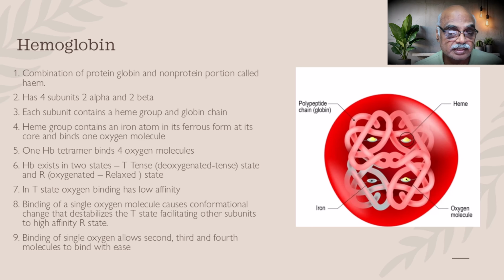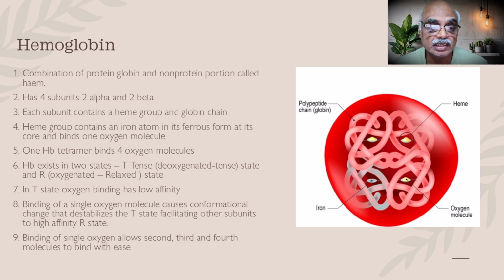Adult hemoglobin is composed of 4 subunits, that is 2 alpha subunits and 2 beta subunits. Each of these subunits has a heme group and a globin chain. The heme group contains an iron atom in its ferrous form. I repeat again, the heme group contains an iron atom in its ferrous form.